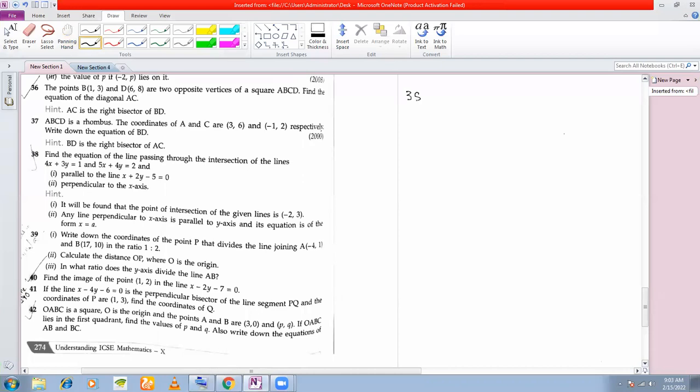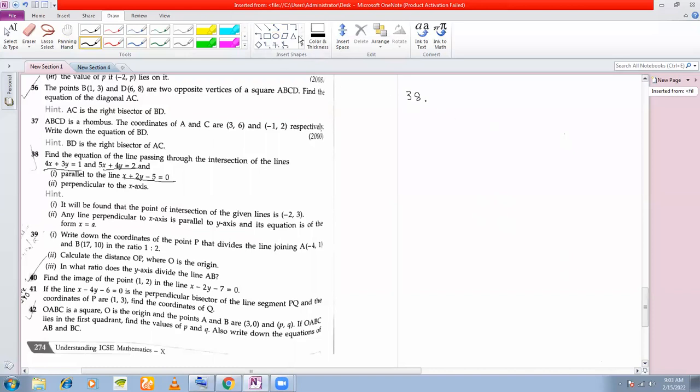Question number 38. The question states: find the equation of the line passing through the intersection of the lines 4x plus 3y is equal to 1 and 5x plus 4y is equal to 2. And you have two parts, that is, you need to find the equation. In the first part, you need to find the equation of a straight line which passes through the point of intersection of these two straight lines and is parallel to this line. Okay, so let's do the first part first.